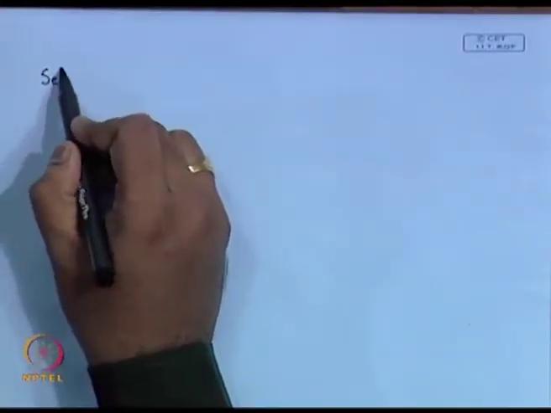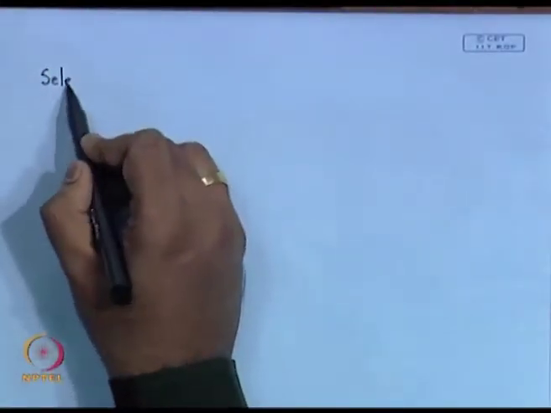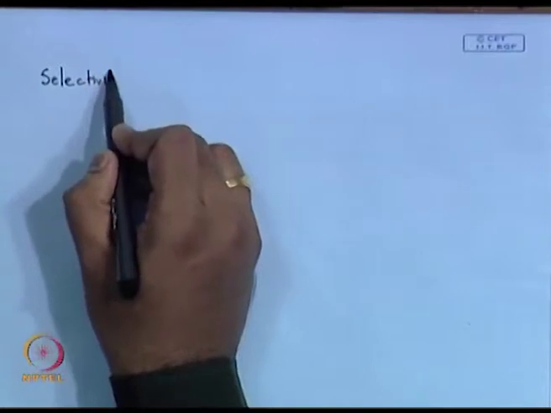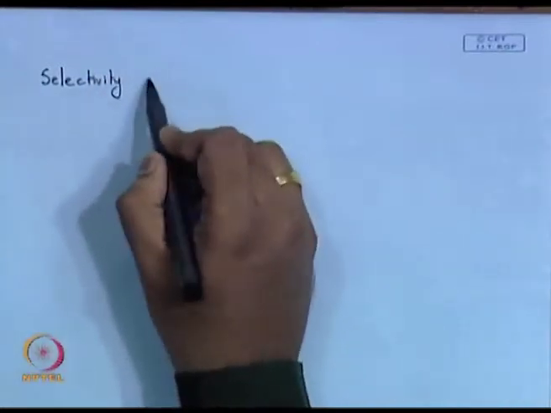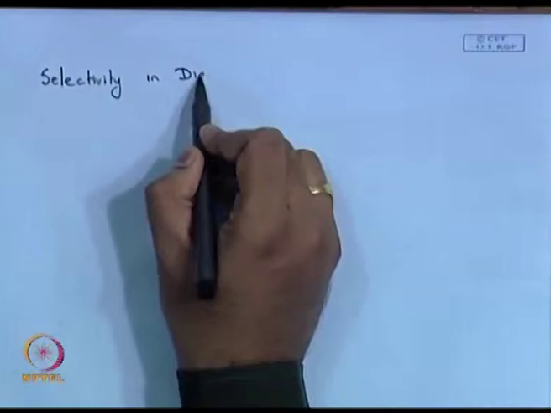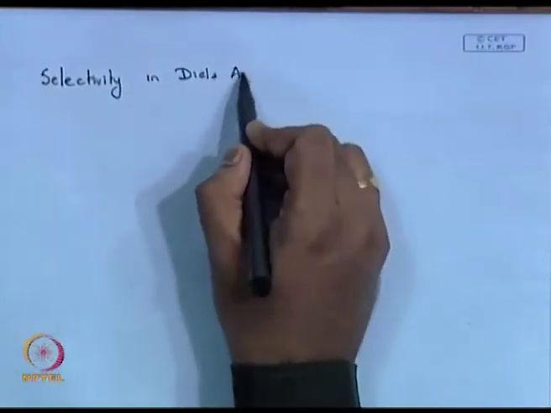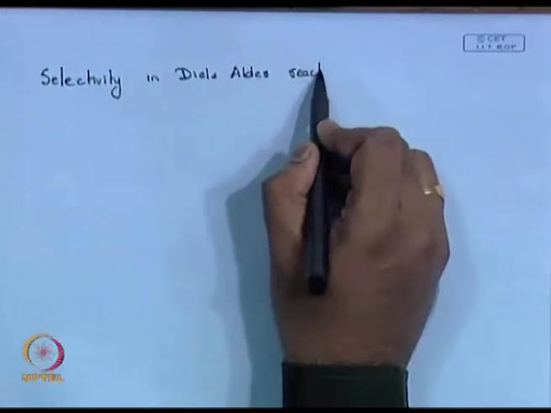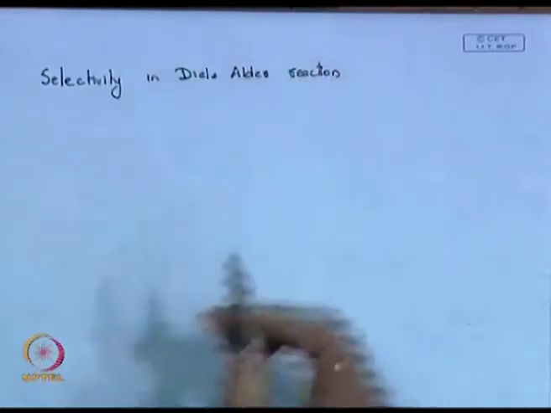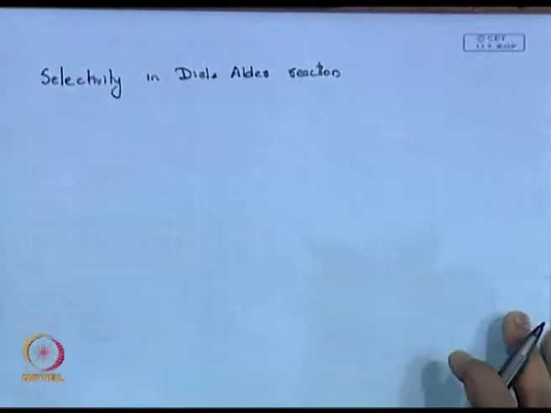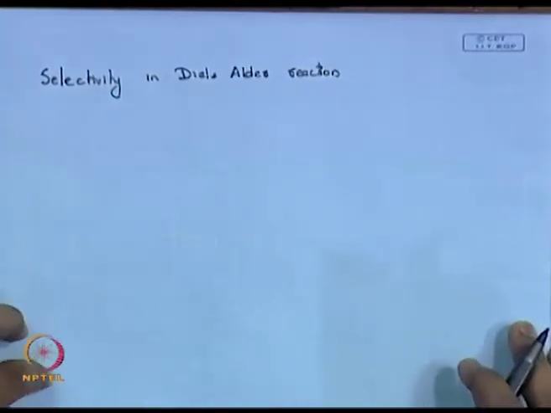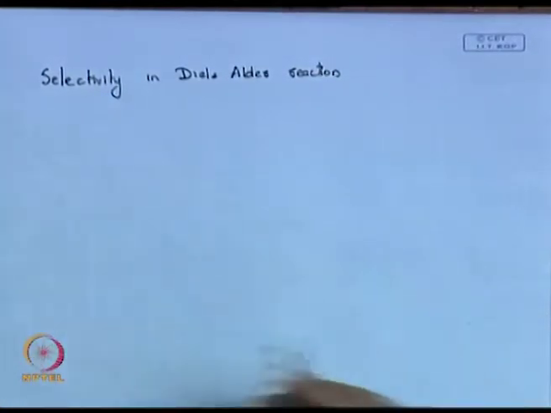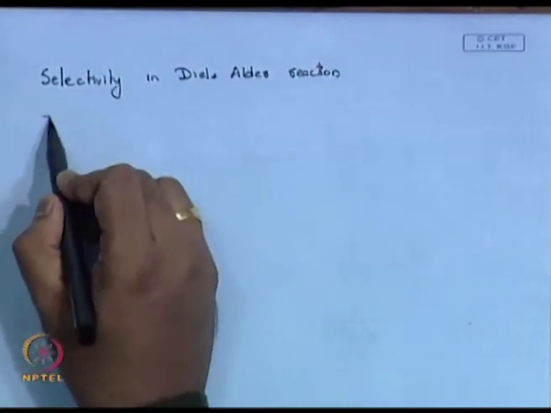So, first we get into selectivity in the Diels-Alder reaction. The first part we will be talking about is the facial selectivity.